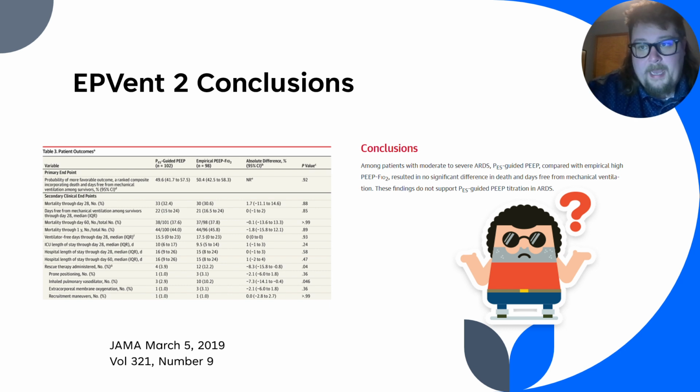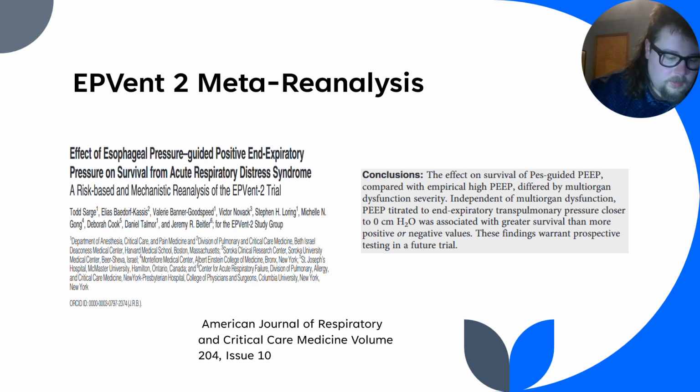I could be biased on this, but with these results, I feel like you're basically saying that the PEEP FiO2 table is as good as using esophageal manometry the wrong way. So during COVID, they were actually able to go back and look at the EPVent studies and come up with a meta-analysis. This meta-analysis went through all the data, and it actually concluded some pretty fascinating results.